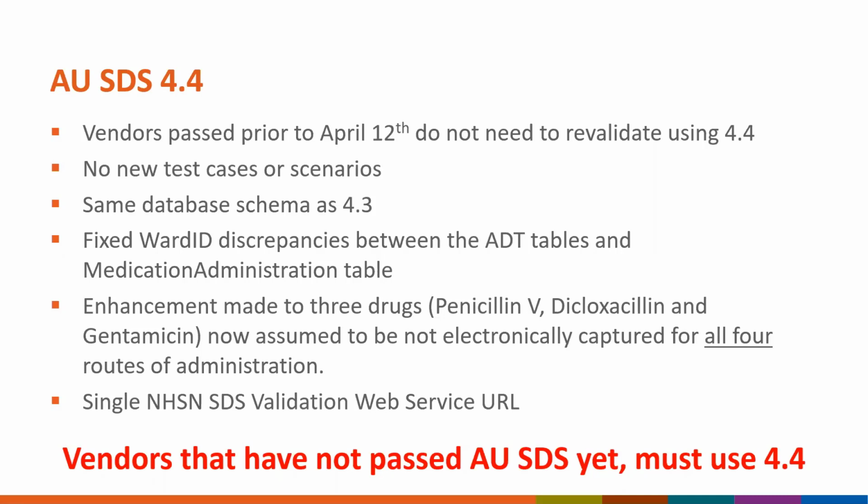It's important to note that even though the temporary 4.3 release URL will be available until May 31st, you must use the 4.4 release package for the official submission of your AU summary Excel file to the NHSN team for us to confirm you've passed AU SDS validation. The instructions document lists the appropriate web service URL to use for your internal testing of 4.4 release. It's the same URL that the NHSN team will use to confirm your file has passed validation. So just to reiterate, vendors that have not passed AU SDS yet must use the 4.4 release.